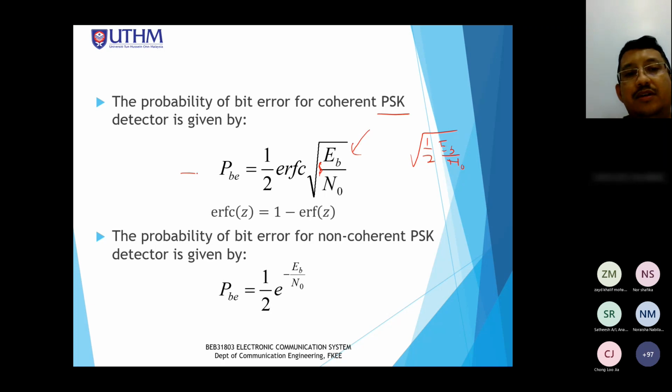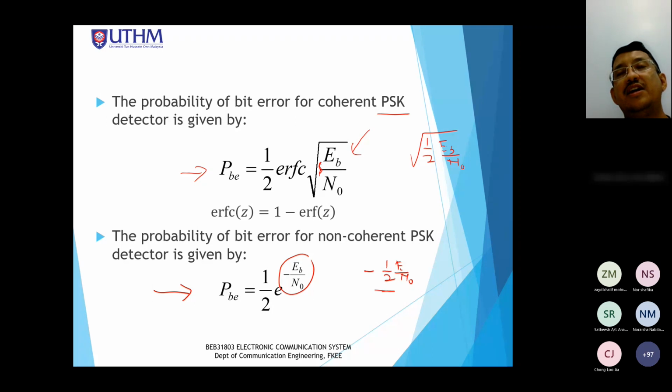Okay, this is for the coherent detection. And for the non-coherent, it is also different. So what's the difference? The difference is you see that there's no 1/2 over here. So previously it was negative 1/2 Eb over N0. Now for PSK, only Eb over N0. Okay, there's no 1/2. So only PSK is different from ASK and FSK in the way we calculate the probability of bit error.